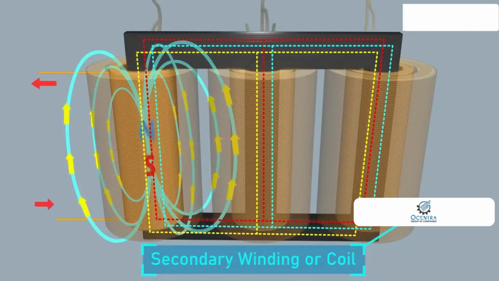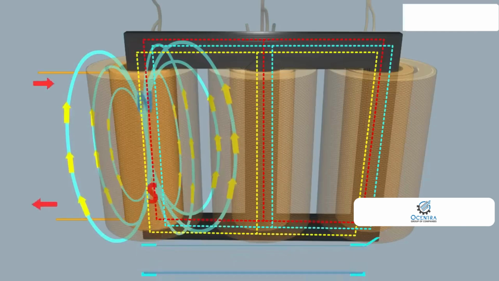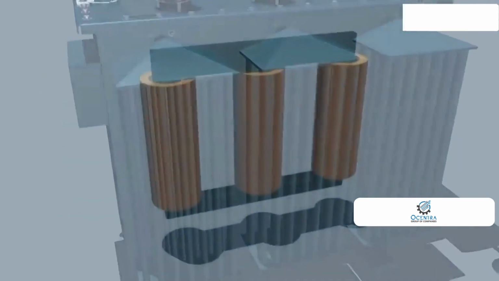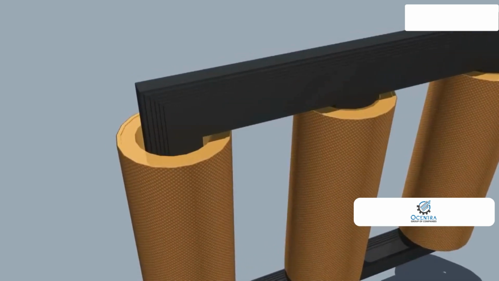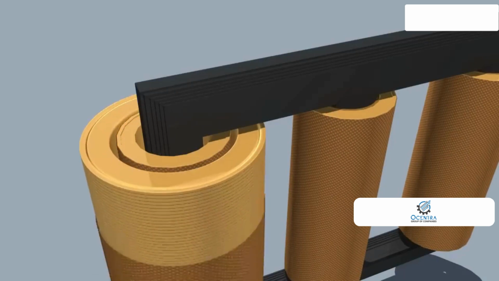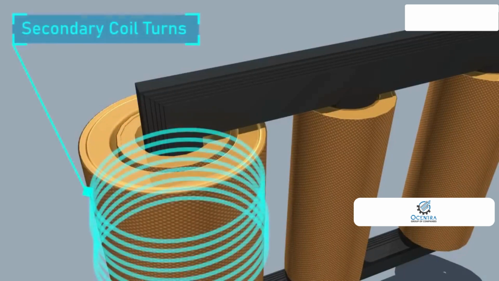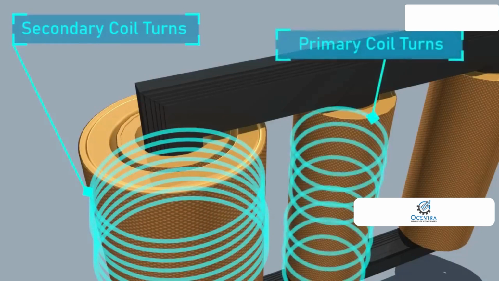According to Faraday's law of electromagnetic induction, there will be an EMF induced in the second winding. If the circuit of this secondary winding is closed, then a current will flow through it. This is the basic working principle of a transformer. The winding which receives electrical power from the source is known as the primary winding. The winding which gives the desired output voltage due to mutual induction is commonly known as the secondary winding.